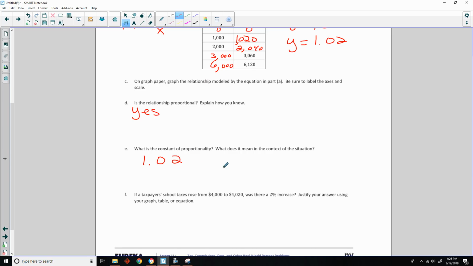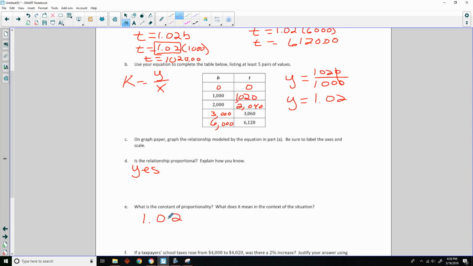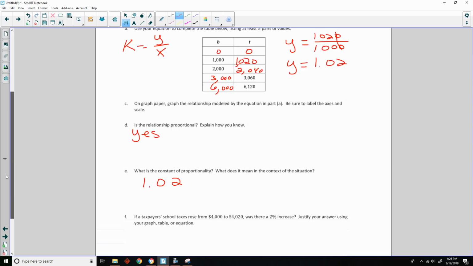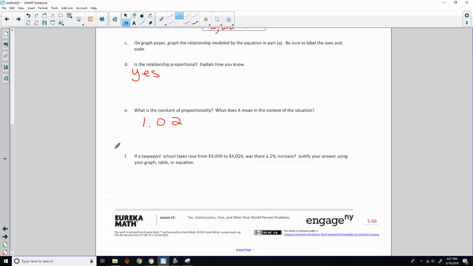And what does that mean in the context of this situation? That means how much the tax, that dollar amount owed after taxes increases. Okay, for every dollar, it will increase 1.02%. 102%, I should say.